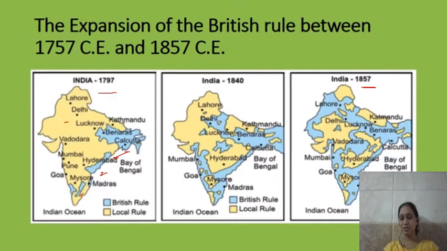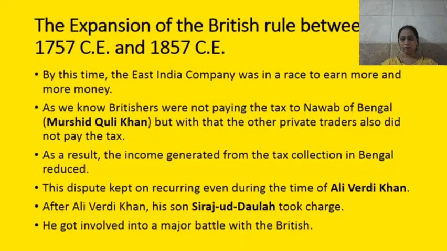In up to 1857 you can see that there were very few local rulers ruling different parts of India, and most of the region was governed by the British East India Company. So you can see that within 100 years they were ruling most of the important regions of India, and in such a short time they overruled the local rulers as they were not united, and they had a good hold on the political system of India.